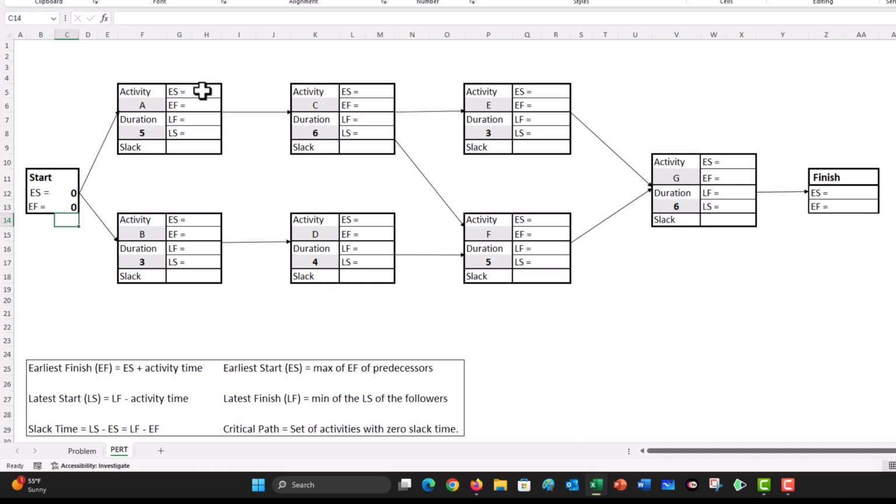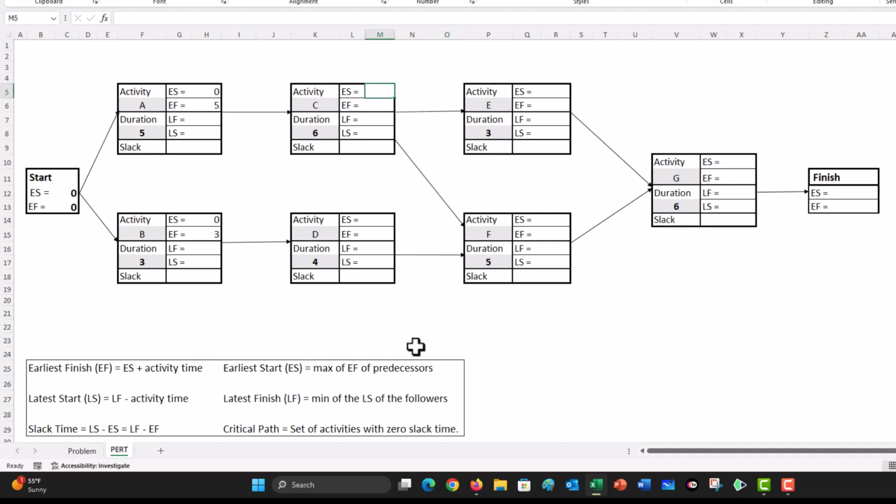So the earliest start time of activity A is the maximum earliest finish time of the predecessor, which is 0, so this is going to be 0, and the earliest finish time is going to be earliest start plus the activity time, which is going to be 5. Similarly, for activity B, earliest start is 0 and the earliest finish is going to be 3 because the activity time is 3.